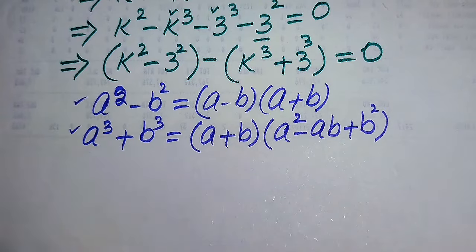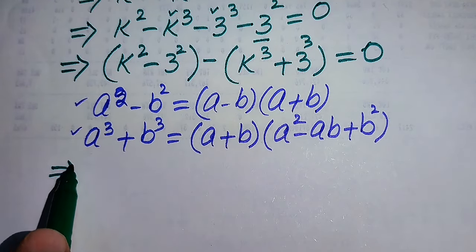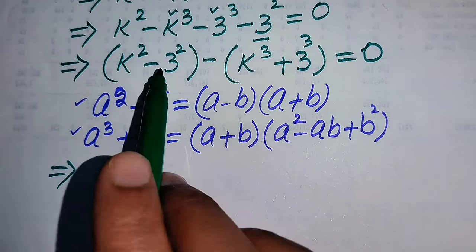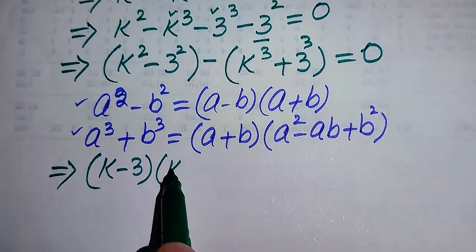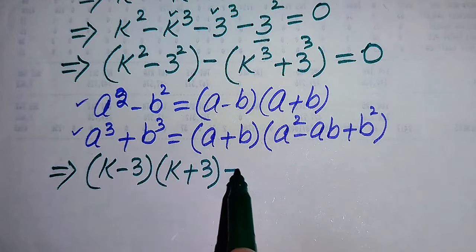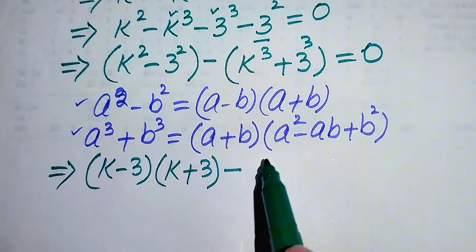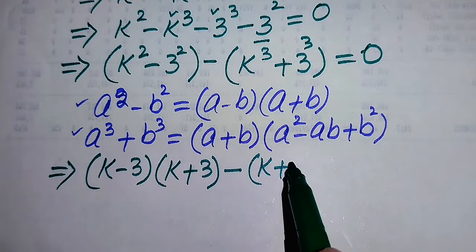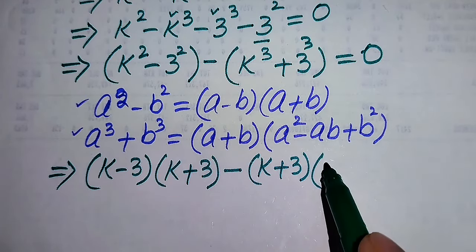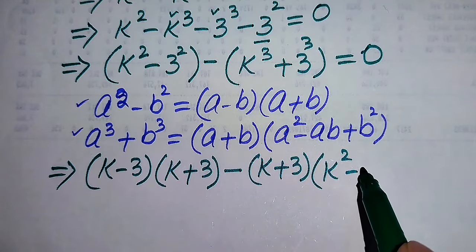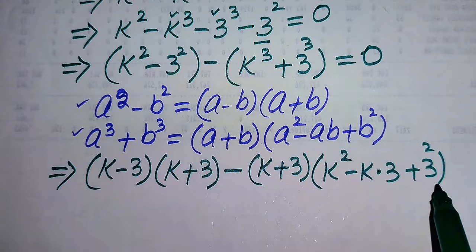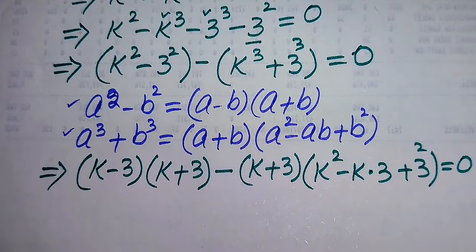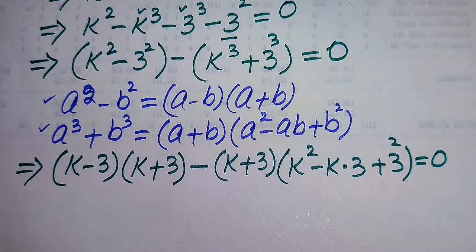In order to apply these two formulas, we write our above equation in this form. So this is a square minus b square. We write this term as k minus 3 times k plus 3, and minus, here we apply this cubic formula, and it will be written as k plus 3 times k square minus k into 3 plus 3 square, and this whole equation is equal to 0.